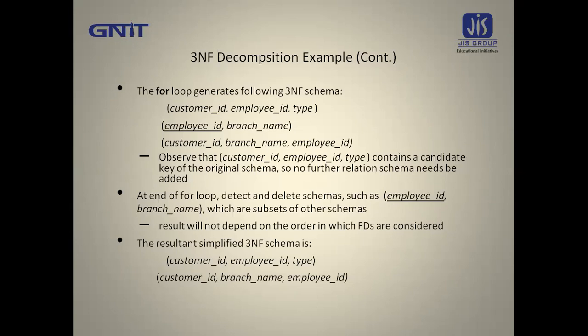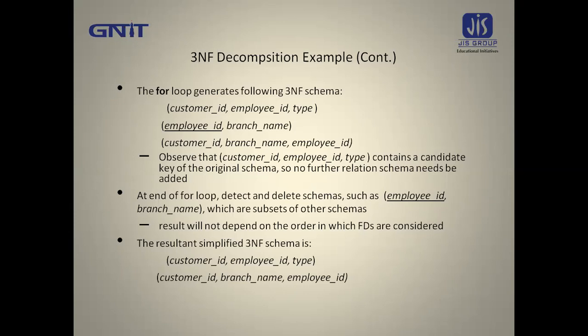Now at the end of the for loop, we are detecting and deleting those schemas such as employee ID branch name, the second schema, which are subsets of other schemas. And the result will not depend on the order in which functional dependencies are considered. You can take any order. You just have to make sure that all functional dependencies present are being taken care of.